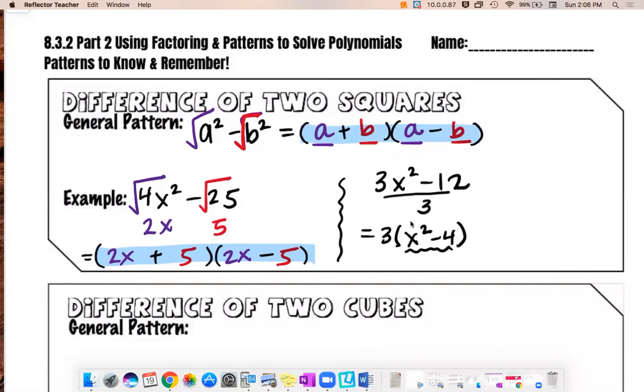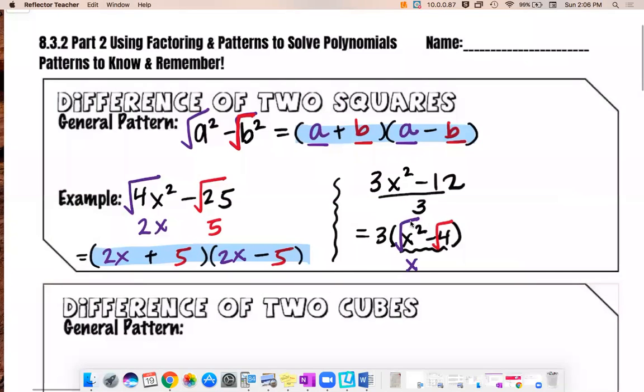Now this middle part becomes my difference of squares. So I'm going to do the square root of this and the square root of this. The square root of x squared is x, and the square root of 4 is 2. So I can factor this into: the 3 has to stay in front, then I have my two parentheses. The x goes in the front, the 2 goes in the back, and remember the signs are plus, minus. And that is going to be your final factor for this one.